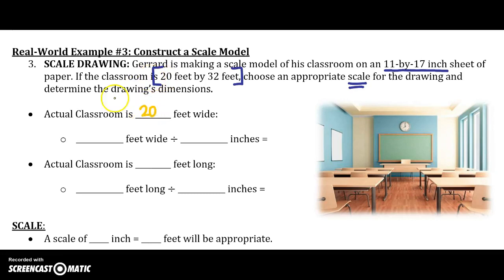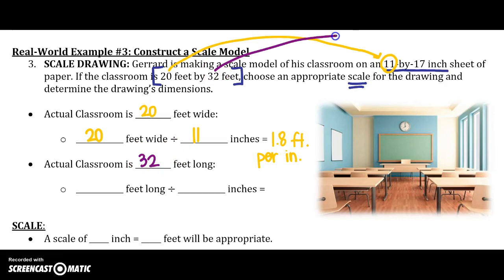So I'm going to take my actual 20 feet and divide it by 11 inches, because that's my shortest length. I'm going to put 1.8 feet here, and we'll get to what that means in just a second. 1.8 feet per inch. Alright, so I'm going to take my other dimension, 32 feet, and I know 32 feet has to fit into 17 inches, so how does that fit best? I'm going to divide it by 17 inches, so I get 1.8 feet per inch.